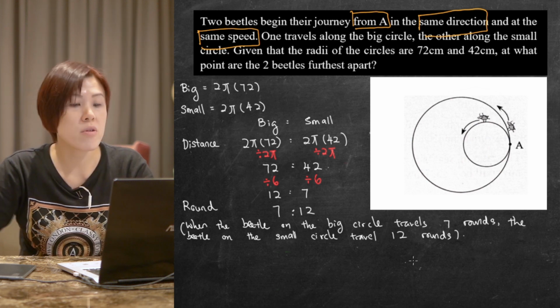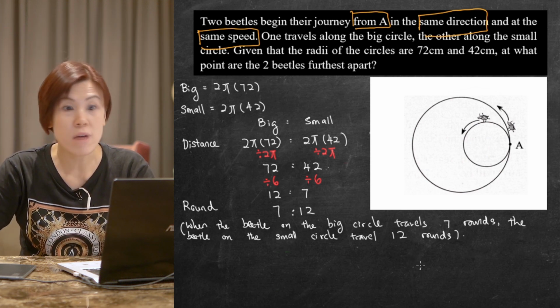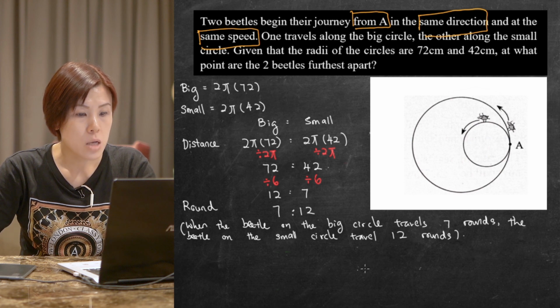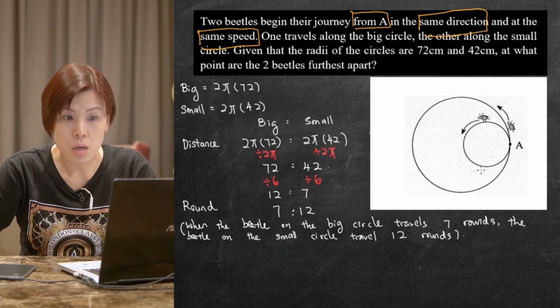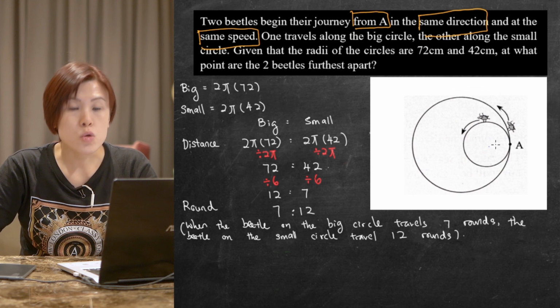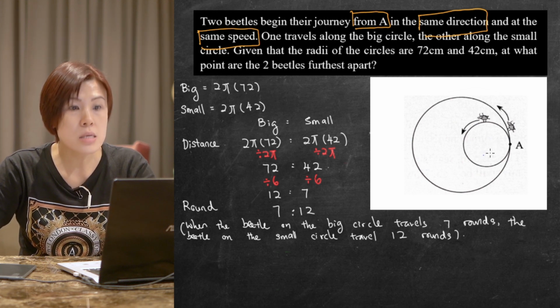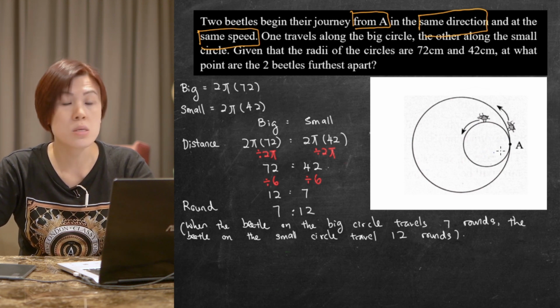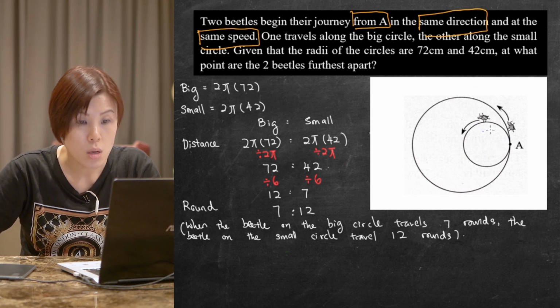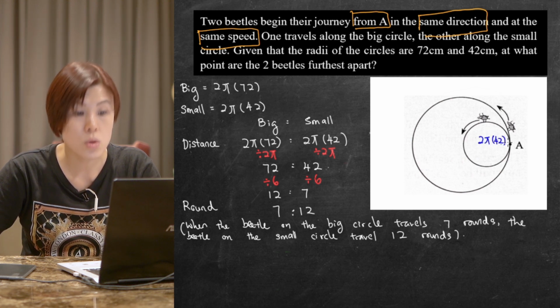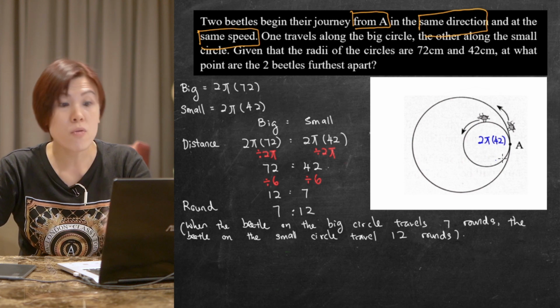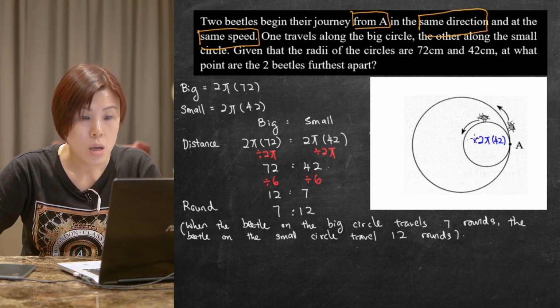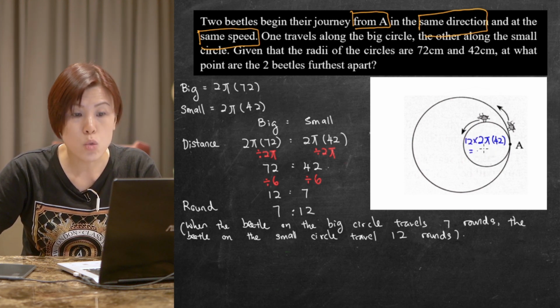This can be verified by finding the distance traveled by each of these beetles. For the beetle on the small circle, to complete one round, it needs to travel one circumference, which is 2 times pi times 42. As the beetle travels 12 rounds, I'm going to multiply by 12, and this will give us 1008 pi.